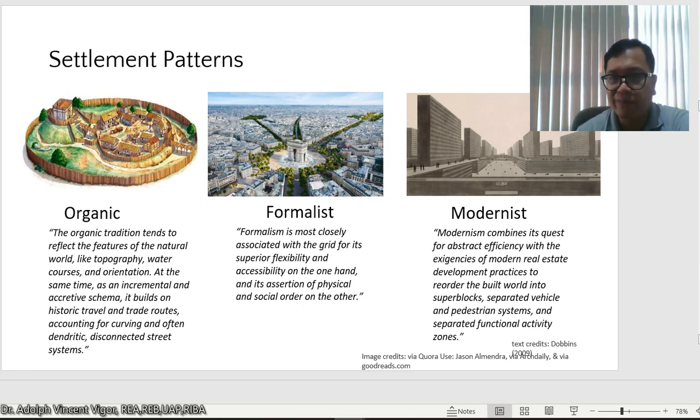Then we have here the modernist. So modernism combines its quest for abstract efficiency with the exigencies of modern real estate development and practices to reorder the built world into superblocks, separated vehicle and pedestrian systems, and separated functional activity zones.